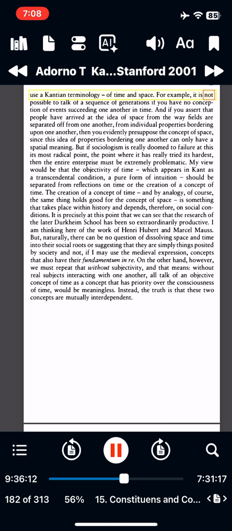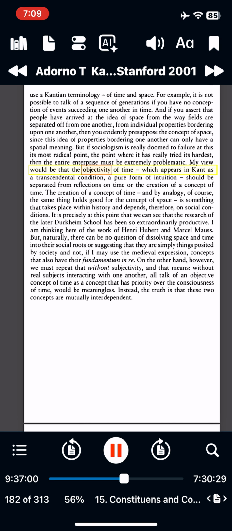For example, it is not possible to talk of a sequence of generations if you have no conception of events succeeding one another in time. And if you assert that people have arrived at the idea of space from the way fields are separated off from one another, from individual properties bordering upon one another, then you evidently presuppose the concept of space, since this idea of properties bordering one another can only have a spatial meaning. But if sociologism is really doomed to failure at this its most radical point, the point where it has really tried its hardest, then the entire enterprise must be extremely problematic.